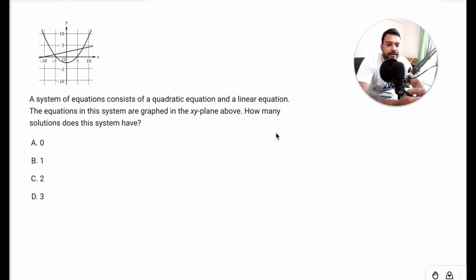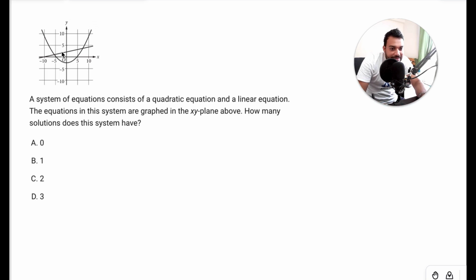Number 1. A system of equations consists of a quadratic equation and a linear equation. The equations in this system are graphed in the xy plane above. How many solutions does this system have? Okay, so for any system to have solutions, that means the individual equations in the system actually intersect, or they have common points where both of them exist.